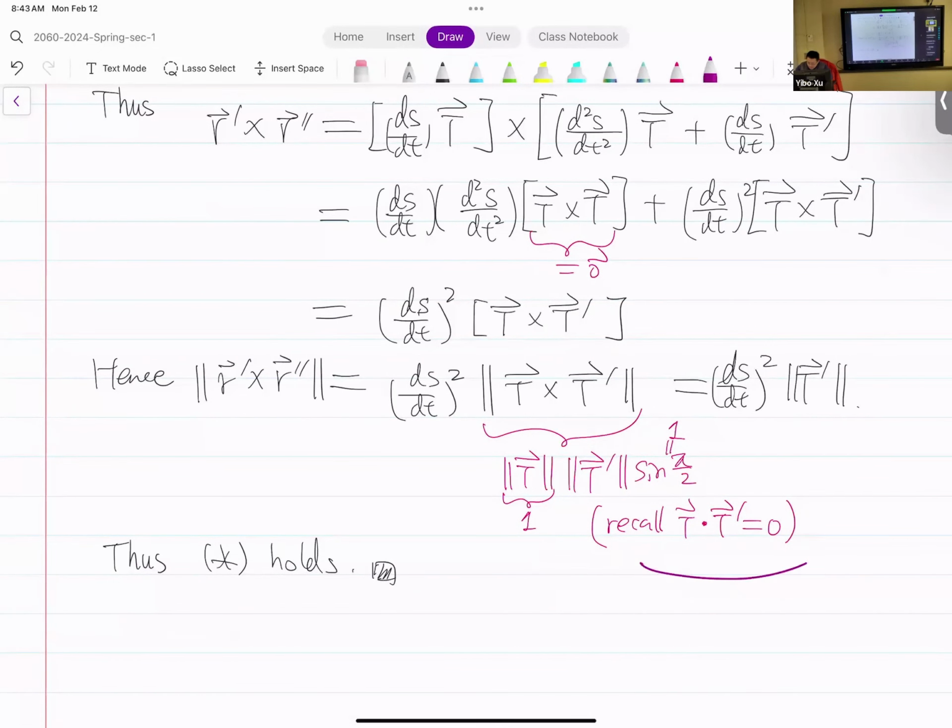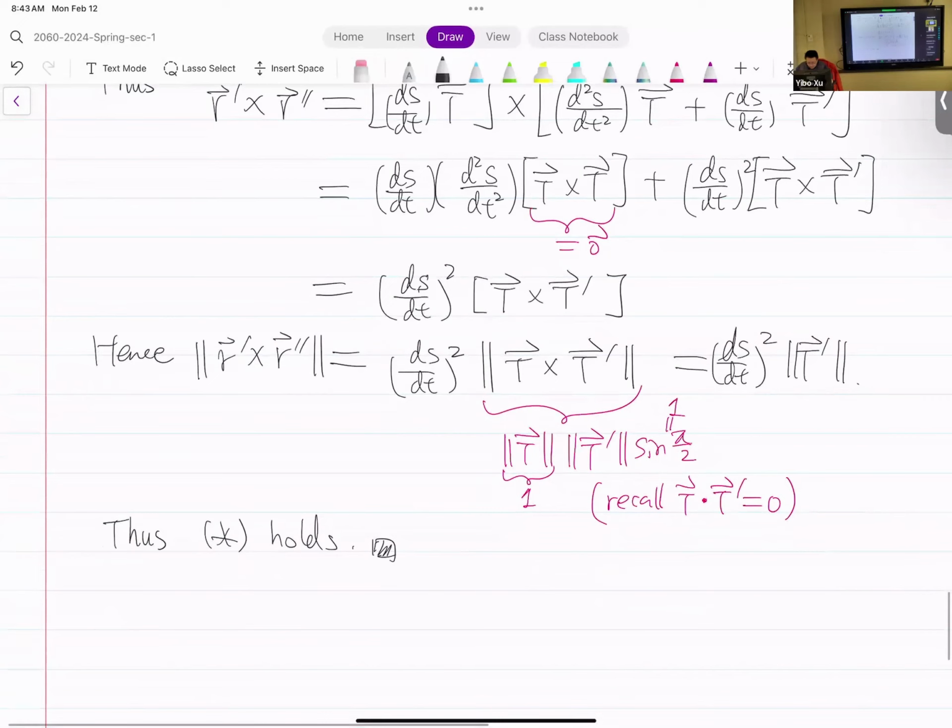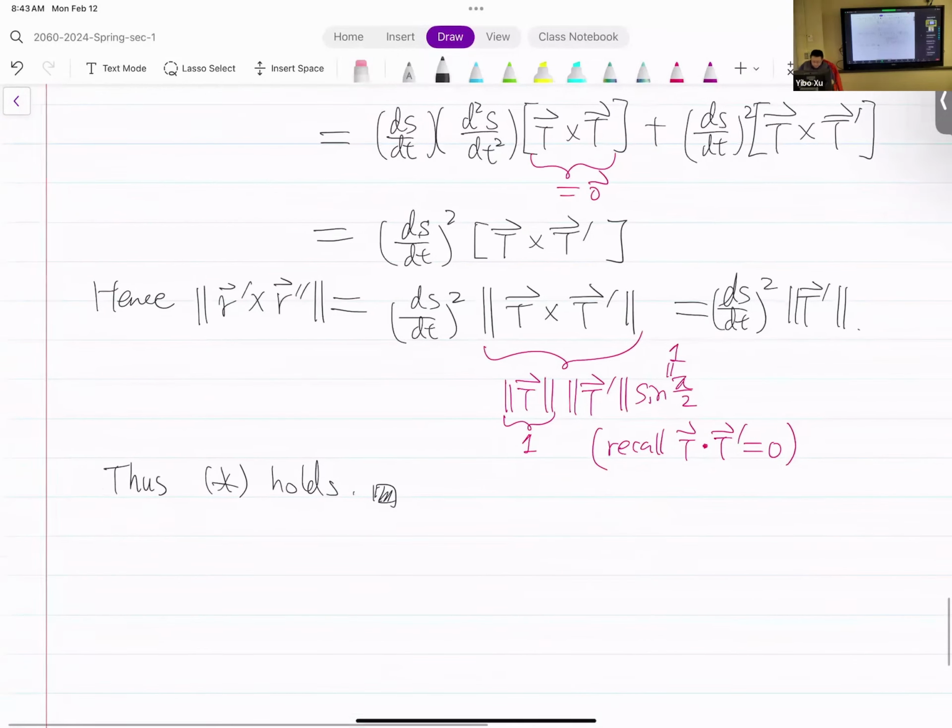So now you see, this fact that we derived earlier actually helps. Okay, we still have some time, so let's talk about the normal and binormal vectors. We were talking about the tangent direction and then the curvature.